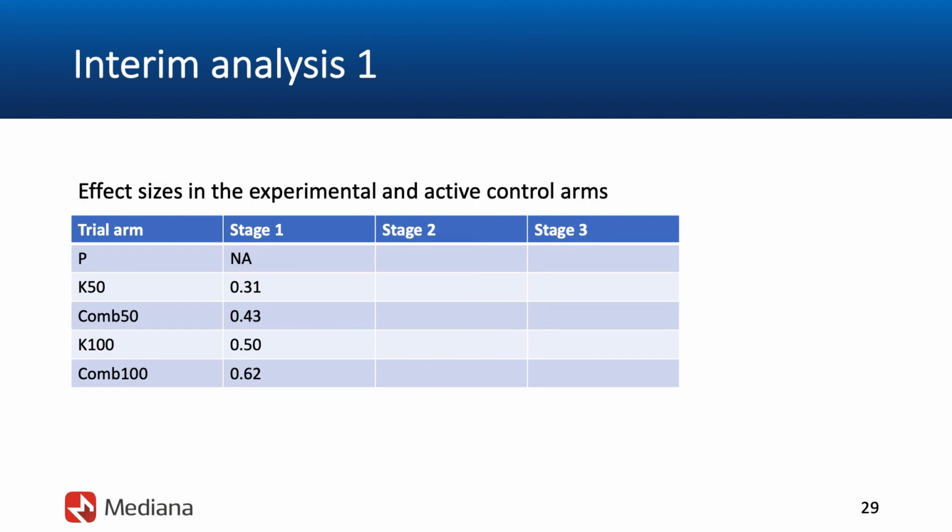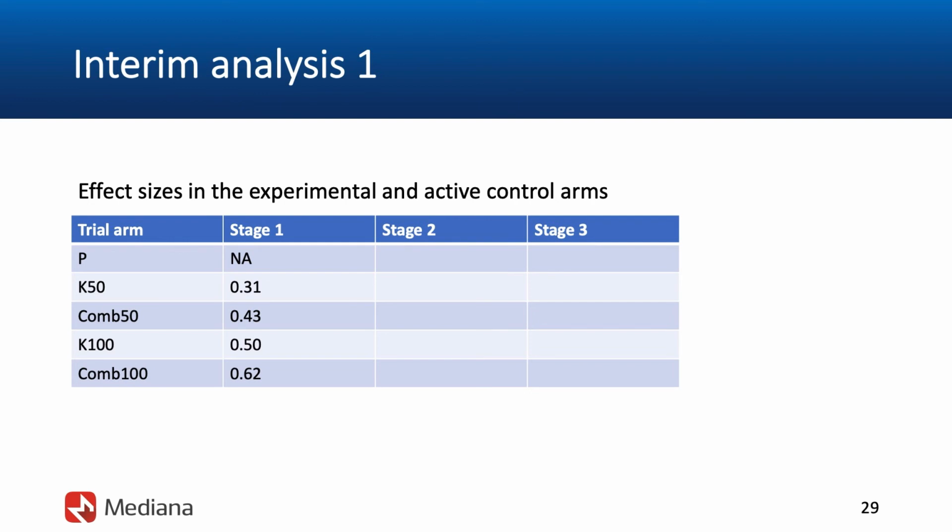When we continue to the next slide, a table on this slide shows us the estimated effect sizes or standardized treatment differences for the comparison of each experimental or combination arm to placebo. And of course, a larger value of the effect size indicates a more beneficial treatment. In this case, we can see that the effect size ranges from 0.31 for K50 up to 0.62 for combination 100, and this information will inform the design for the rest of the study.